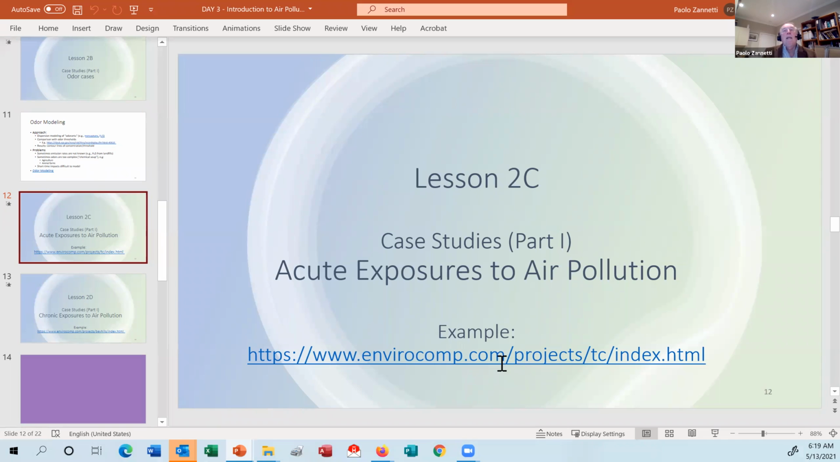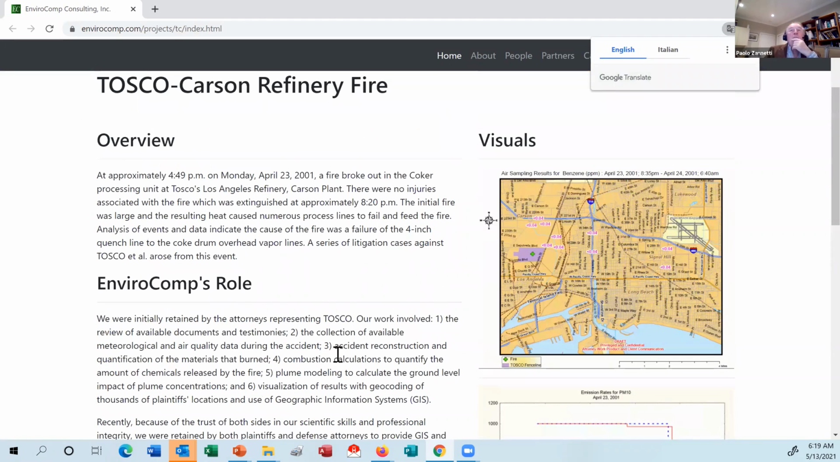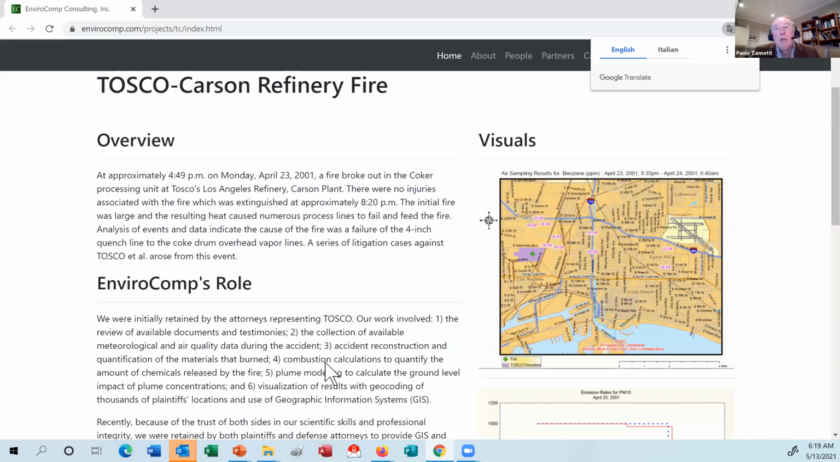Let's look at a case of acute exposure. This was a fire. I've done several projects with fire, and fires by definition are accidents and they don't last very long. Generally, they are extinguished within a few hours. Even though I worked on a big fire in Georgia, near Atlanta, that lasted 2 or 3 days, and that was a huge fire. But most fires last a few hours.